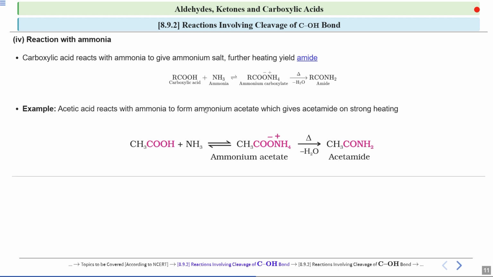If you look at this example over here, acetic acid reacts with ammonia and gives you ammonium acetate. And this ammonium acetate on strong heating gives you acetamide, which is an amide.